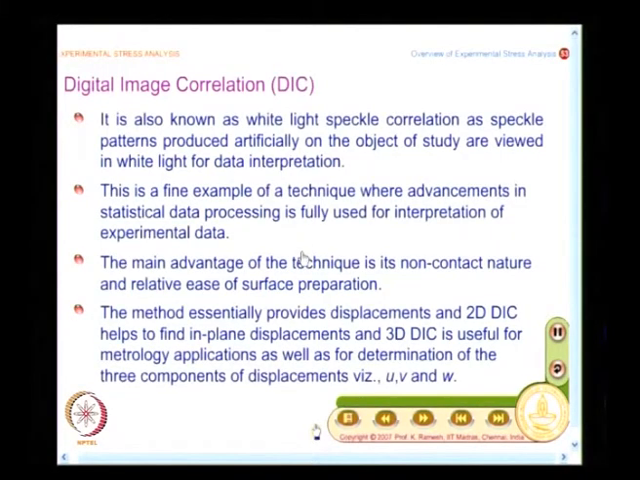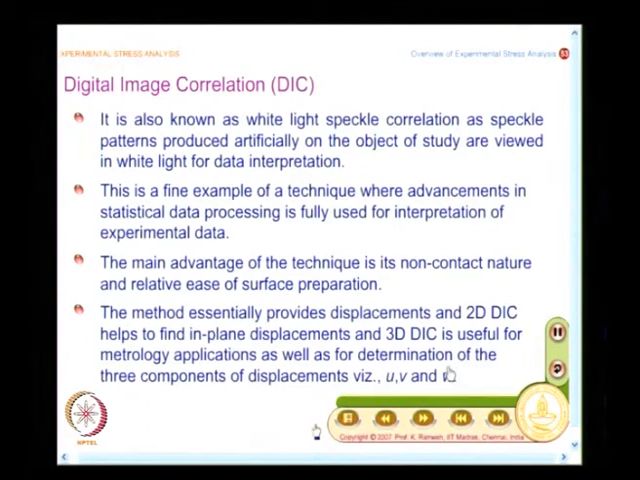And what is the information it gives? It provides displacement. You have 2D DIC which helps to find in plane displacements, and you also have 3-dimensional DIC which is useful for metrology applications as well as for determination of the 3 components of displacements u, v and w. So, you are directly getting displacement information.